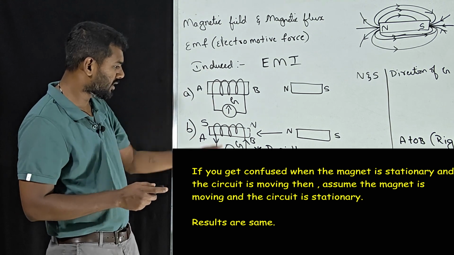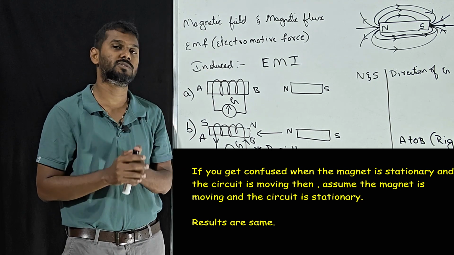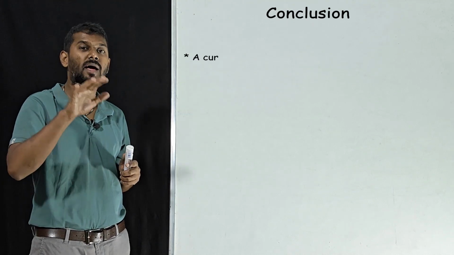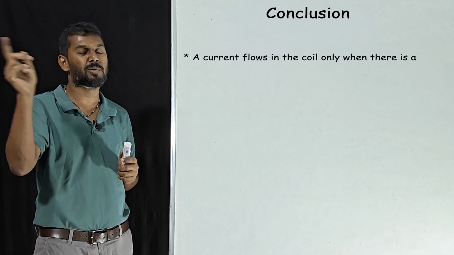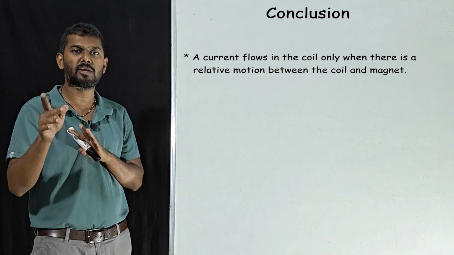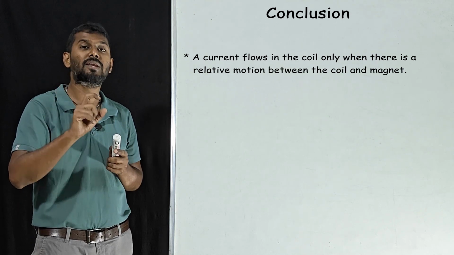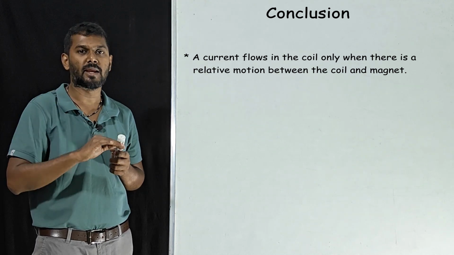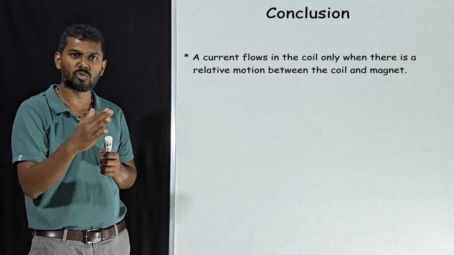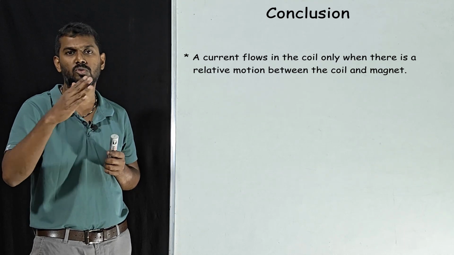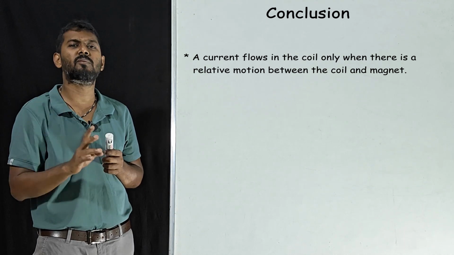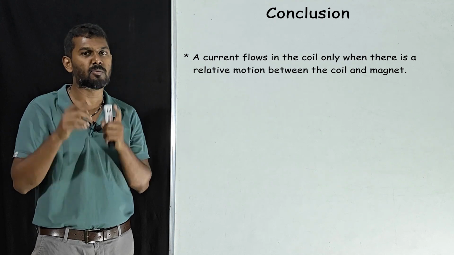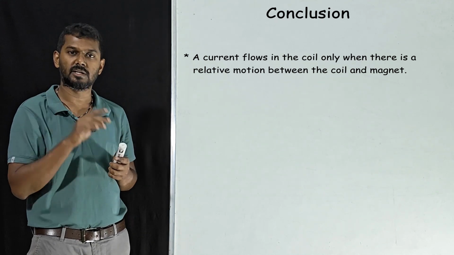Okay, so after learning all these things, we are going to learn some conclusions. Whatever concept we have learned, based on that we'll conclude. Now current will be induced or EMF will be induced, either one we can use, only when there is a movement of the solenoid or magnet. Either the magnet has to move towards the solenoid or the solenoid has to move towards the magnet. If both of them are stationary, then no EMF or no current will be induced. Keep this in mind.